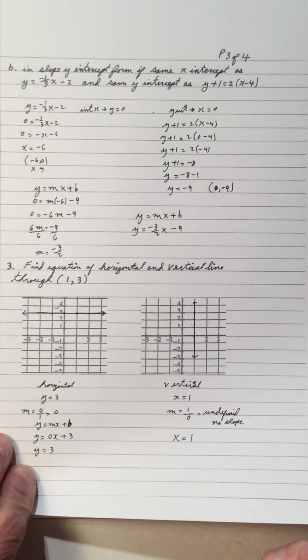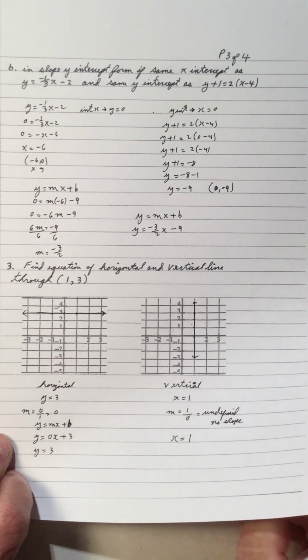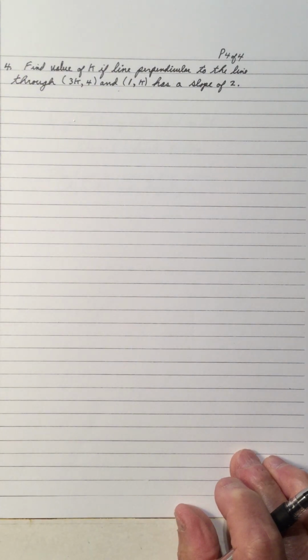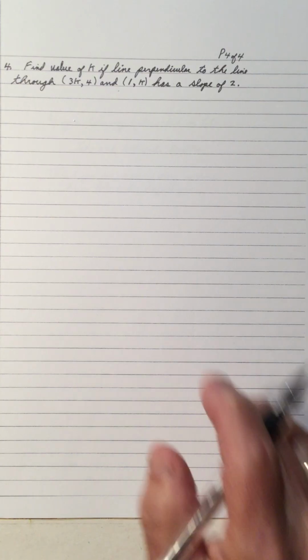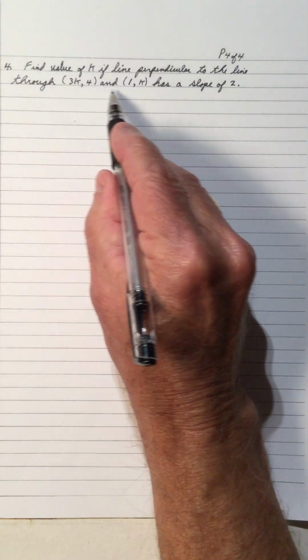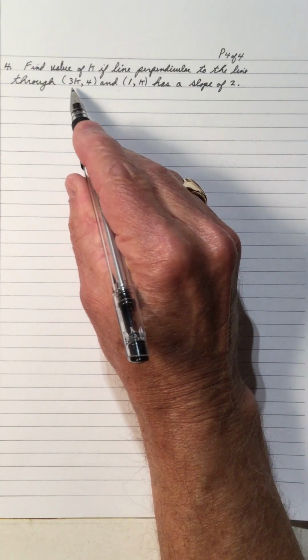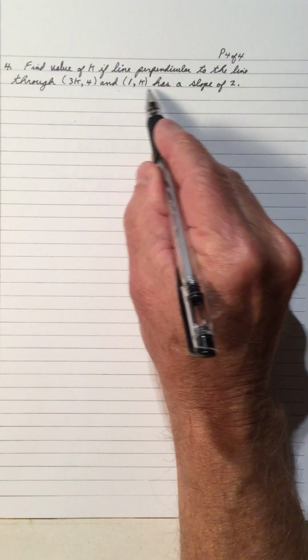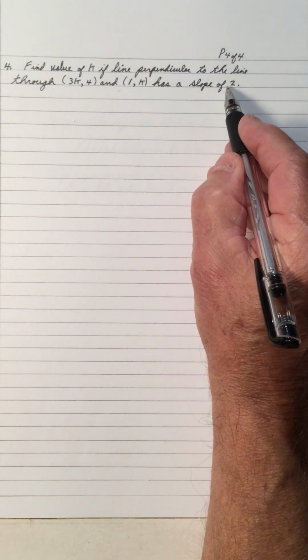A vertical line is always x equals the x-coordinate of the point that it's passing through. And let's continue. One more question to do. Find the value of k if the line perpendicular to the line through these 2 points, (3k, 4) and (1, k), has a slope of 2.